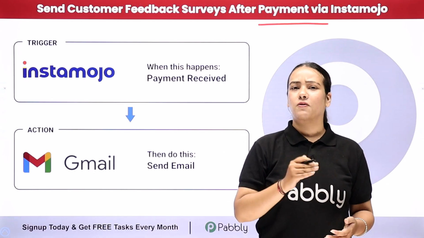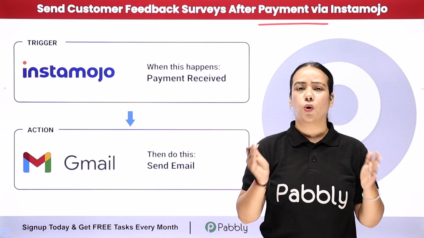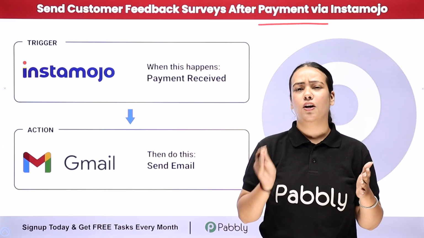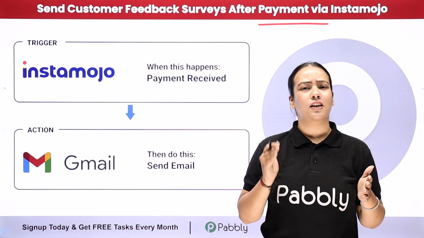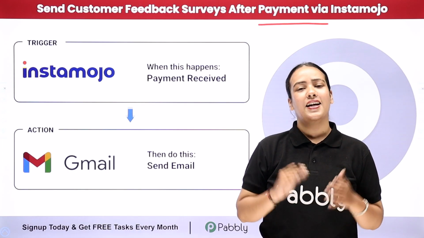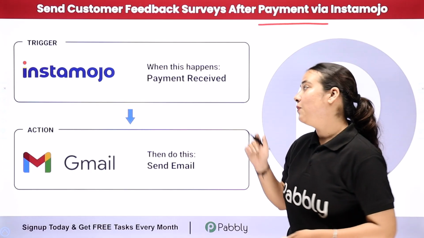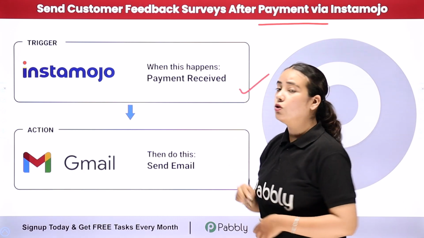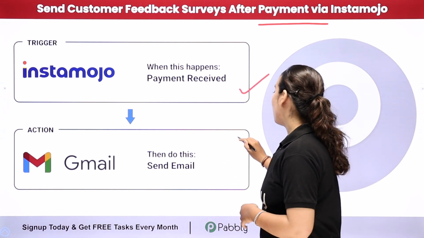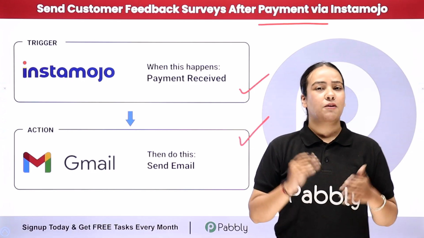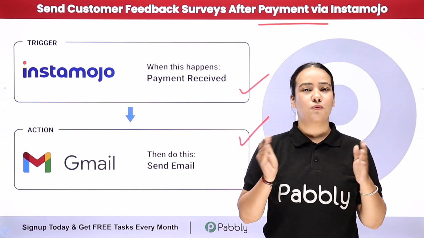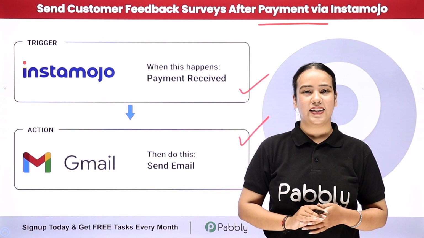Now imagine whenever a new payment is received on Instamojo, you want to send a feedback form to your customer. Doing it manually would be a time consuming and hectic task. That's where Pabbly Connect makes a huge difference. With the help of Pabbly Connect, whenever a new payment is received on Instamojo, it is automatically going to send a feedback form to your customer. If you want to know how to make this automation for yourself, then let me take you to my screen.